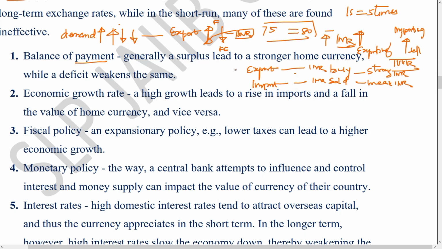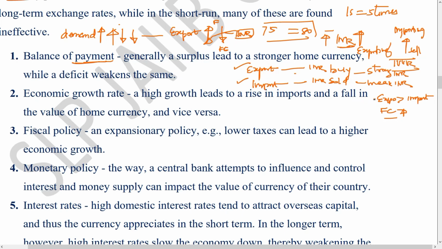So if you are increasing the export, your currency will be stronger. If you are doing more import, your currency will become weaker. So balance of payment means what? Balance of payment means if a country is doing more export than import, what will happen then? If you are exporting, our country is getting more foreign currency. So we are having a surplus of foreign currency. Generally a surplus leads to a stronger home currency.